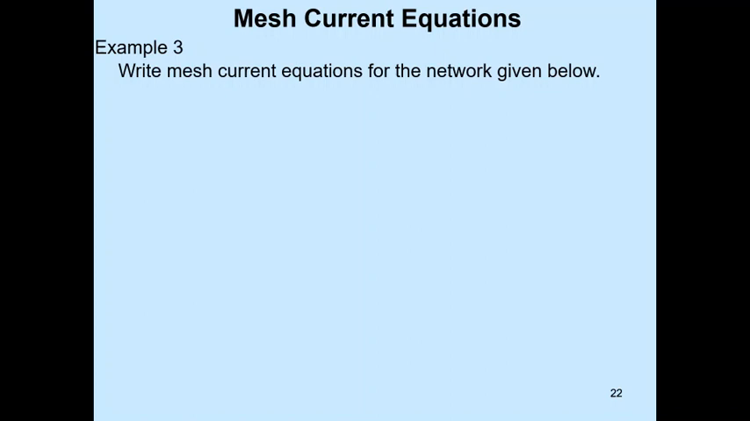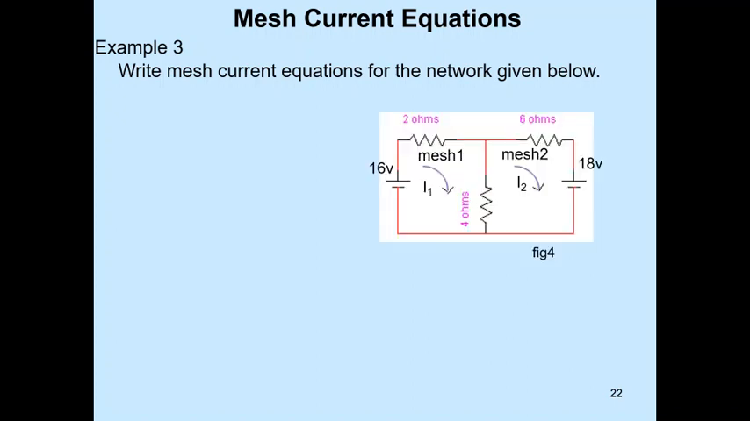So now I am explaining example 3. In this example, write the mesh current equations for the network given below. It's a simple network. In this, 2 voltage sources are there, 16 volts and 18 volts, and both are in the same direction. And here there are 3 branches and 2 nodes.